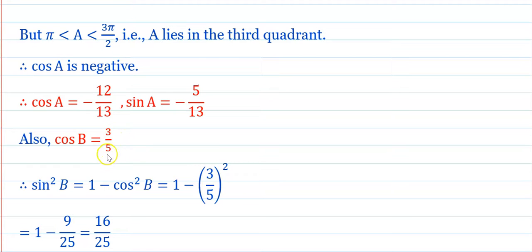It is 3 by 5. Therefore again sin square B is equal to 1 minus cos square B. That is 1 minus 3 by 5 bracket square.